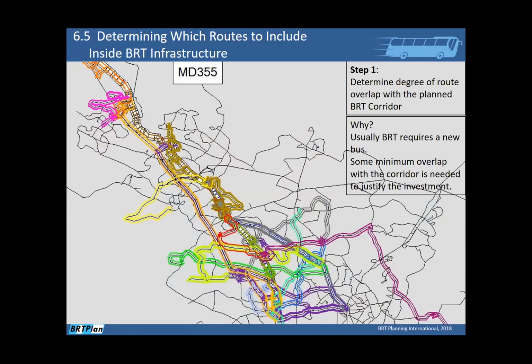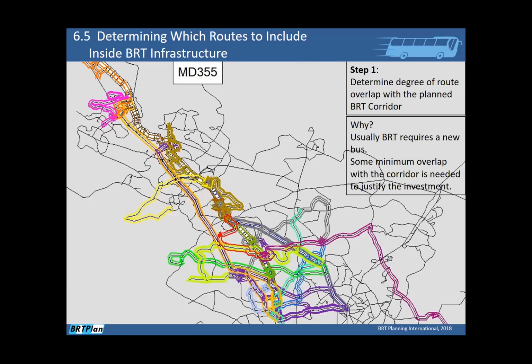So normally the first thing we do is we look at the routes that are currently using the BRT corridor, and if they're going off or coming onto the corridor, and they only overlap the corridor for about 25% or less, we figure maybe we're not going to include that service in our BRT service because usually with a BRT, you're going to require them to buy a new bus. And in order for that investment to make sense, there's got to be a significant amount of time savings. And if you're not using the BRT infrastructure for very much, it may not be worth it.